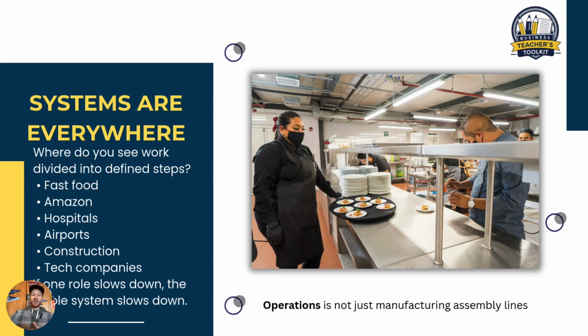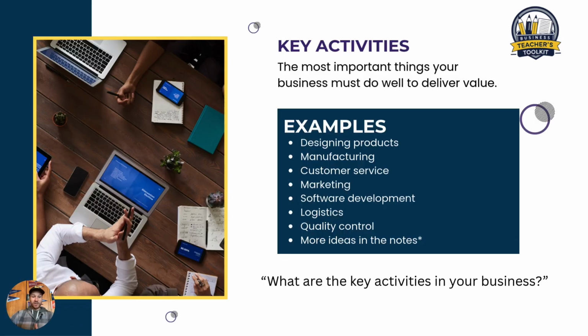And now we can start talking about the system, because systems are everywhere. It's not just assembly lines. You see them all over the place where work gets divided into defined steps. Fast food, Amazon, hospitals, airports, construction, tech companies, the list goes on and on. If one role slows down, the whole system slows down as well. Operations isn't just manufacturing assembly lines, it's everywhere.